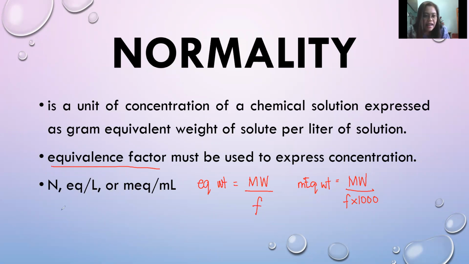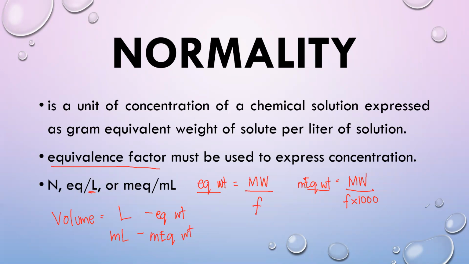Now, if you ask me, when are we going to use the equivalent weight and the milli-equivalent weight? It is dependent to the volume. So if the volume is expressed in liters, like this one, you have to use the equivalent weight. So, dili na nimo siya i-times sa 1,000. But if the volume given is in ml, then we will compute for the milli-equivalent weight. Yan. Nasundan? Questions? Formula pa lang ni siya. Wala pa ni siya computation.